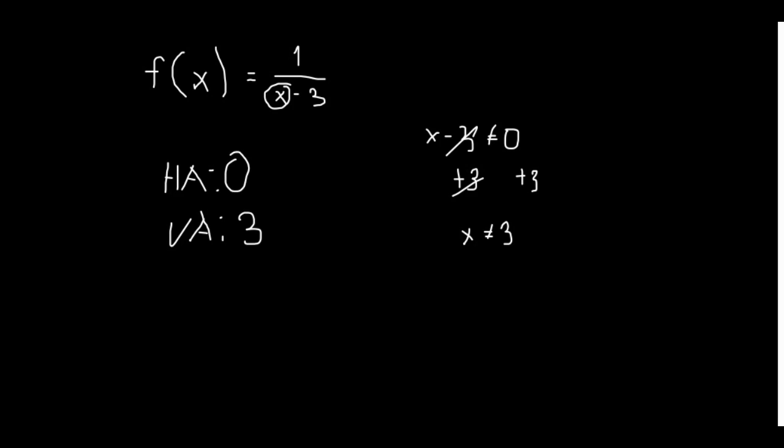Now, suppose that this has x, while this has a degree of 2. If this happens, our horizontal asymptote will still be 0, because the degree of the denominator is larger than the degree in the numerator. If they have the same degree, then our horizontal asymptote will be 1.